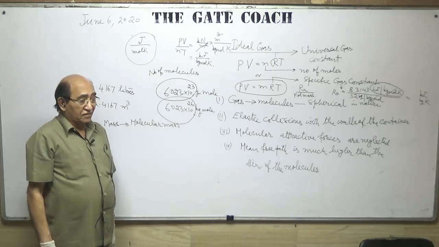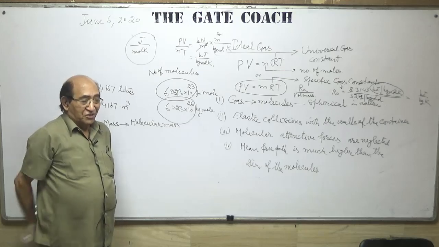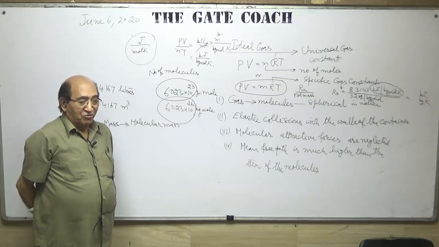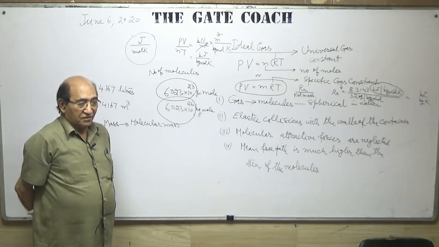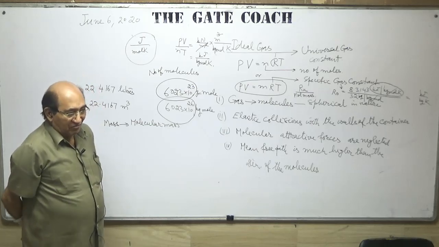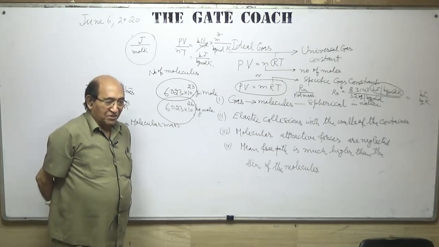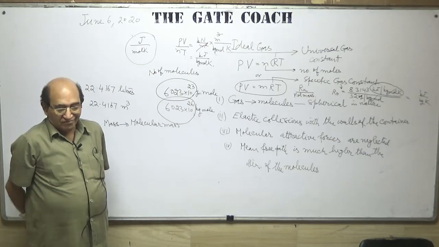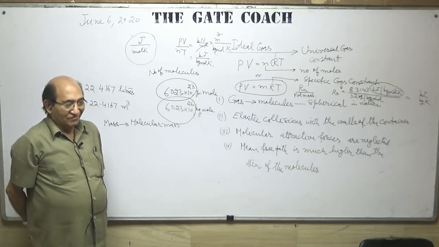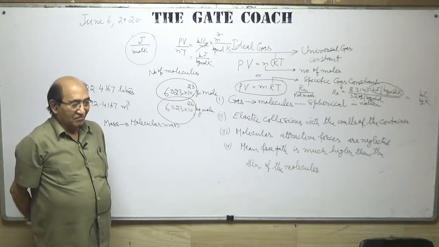So friends, for this equation PV is equal to nRT, we should be very clear about the units. Each term which we are using, we must be able to define properly. I hope things are simple. Any question?